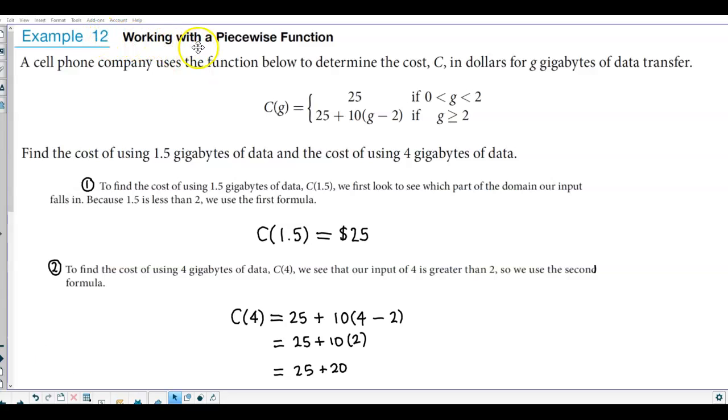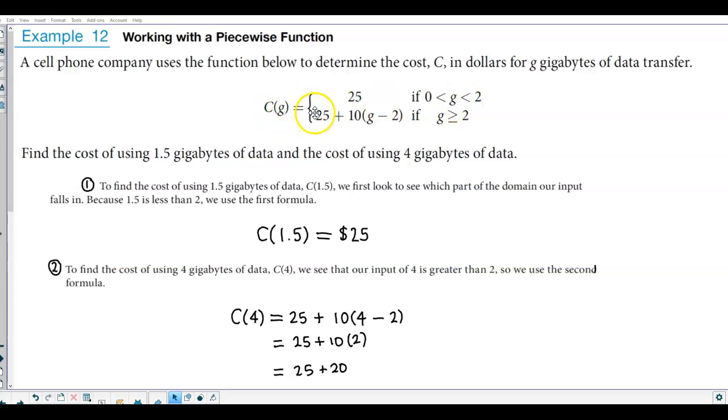Example 12, working with a piecewise function. A cell phone company uses the function below to determine the cost C in dollars for G gigabytes of data transfer. So we have C of G, and it's going to equal 25, being a constant, if the value of G is in between 0 and 2, and it doesn't include 0 and 2.